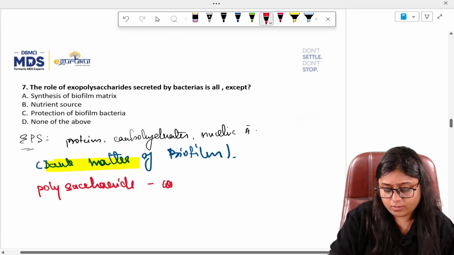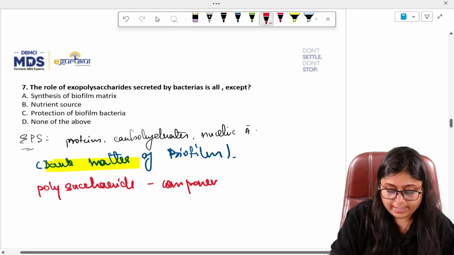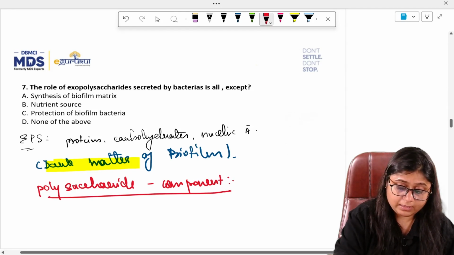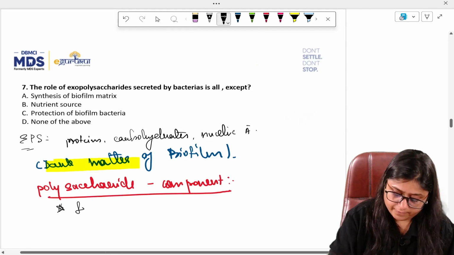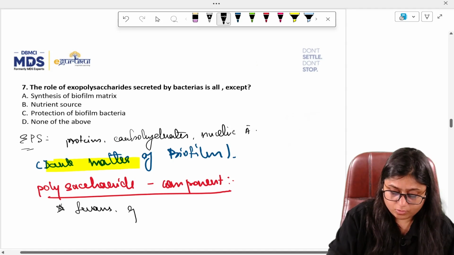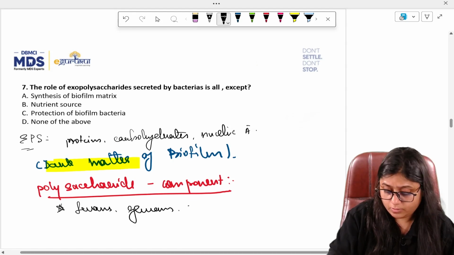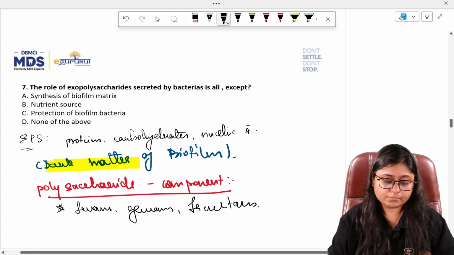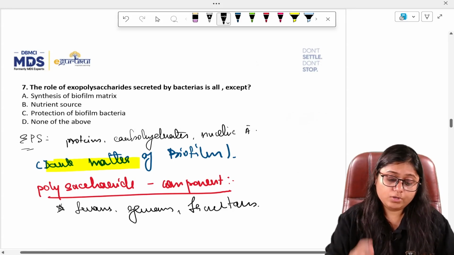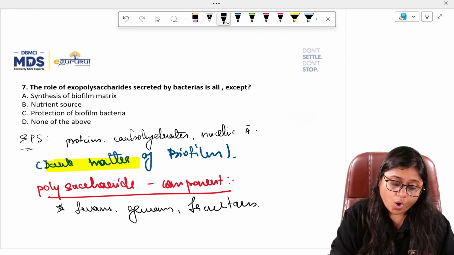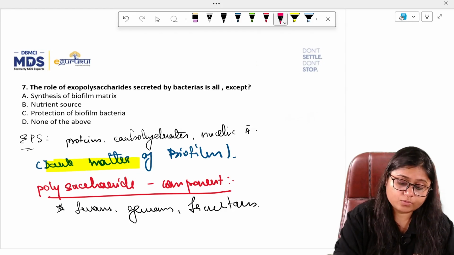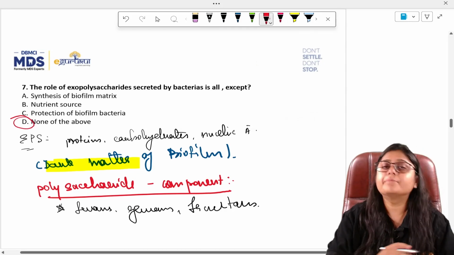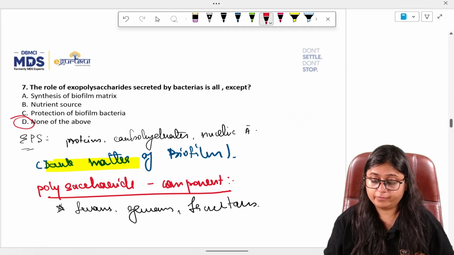The polysaccharide components of exopolysaccharides are levans, glucans, fructans, which have been studied in much detail till now. So yes, the role of exopolysaccharides is all of the above. So the answer to this question is option D, which is none of the above.